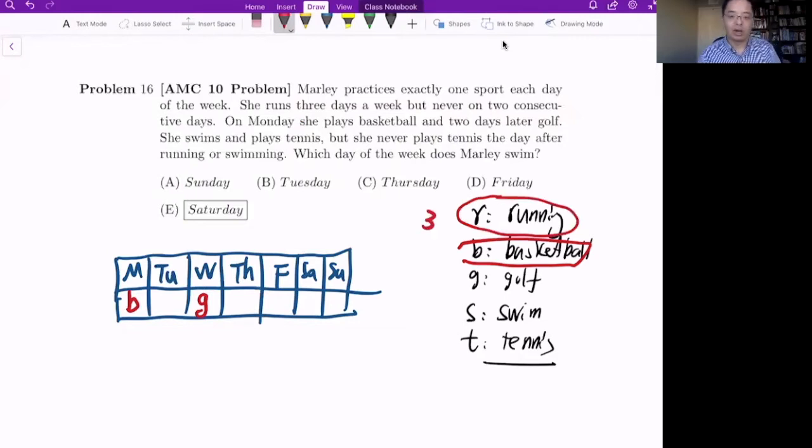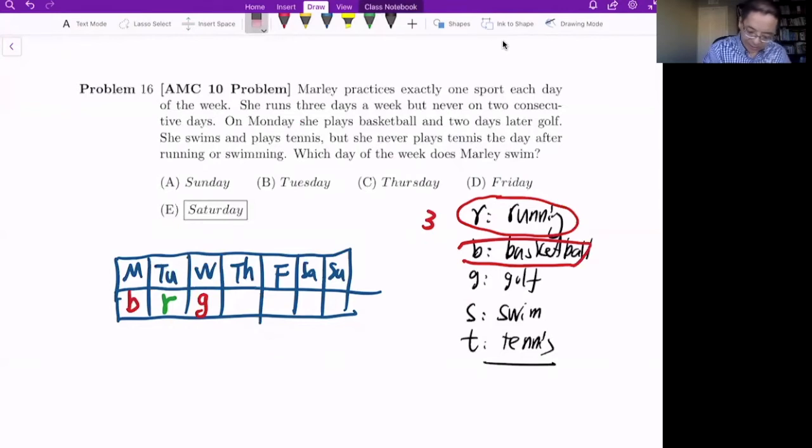Now because according to the problem she cannot run on 2 consecutive days, that means this one must be running. Otherwise, if you put all 3 runnings here, then regardless how you arrange them, there must be 2 days that she runs consecutively, so this violates the requirement. She cannot run on 2 consecutive days.